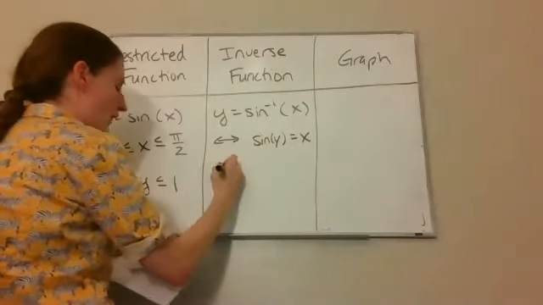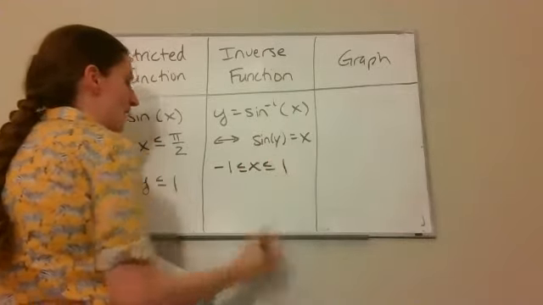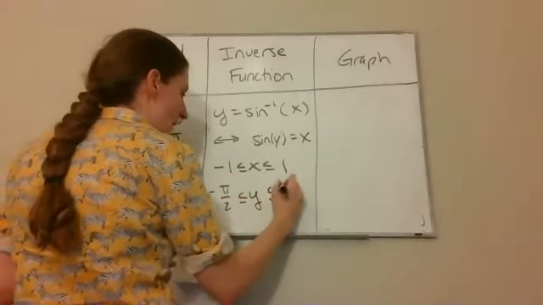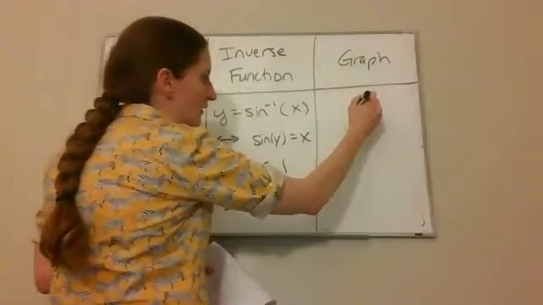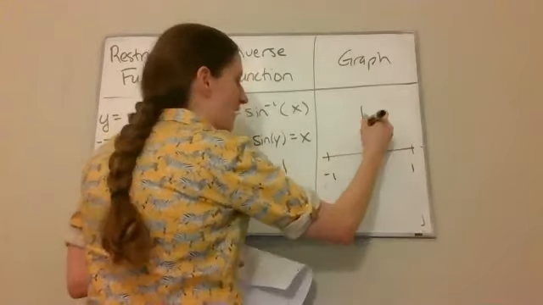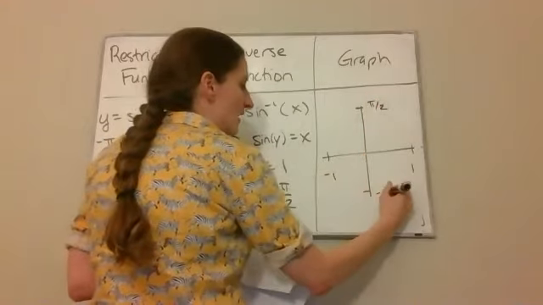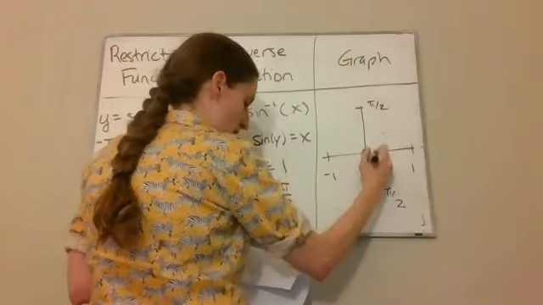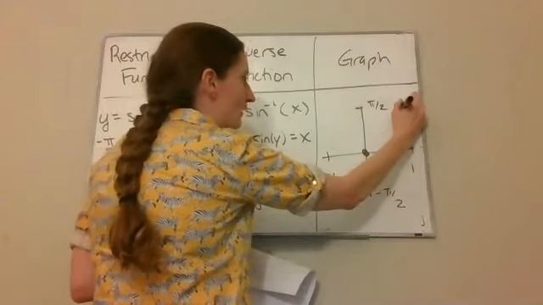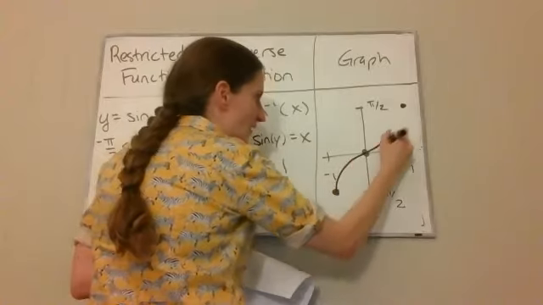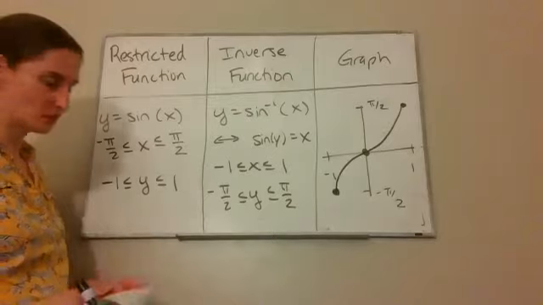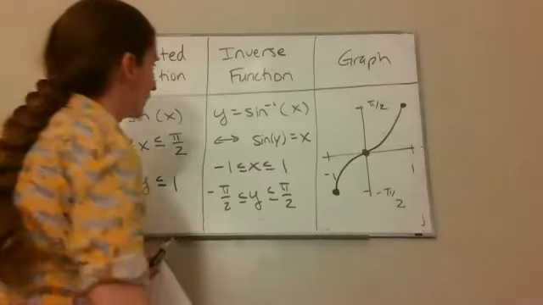And our domain and range flip. So my x has to be between negative 1 and 1, and my y is between negative pi over 2 and positive pi over 2. What does this graph look like? Well, if this is 1, negative 1, I have pi over 2, negative pi over 2. I'm going to have a point down here at negative 1, negative pi over 2, and a point at 1, positive pi over 2, and it just kind of curves like that. That's approximately what the inverse sine graph looks like. And now let's define our inverse cosine.